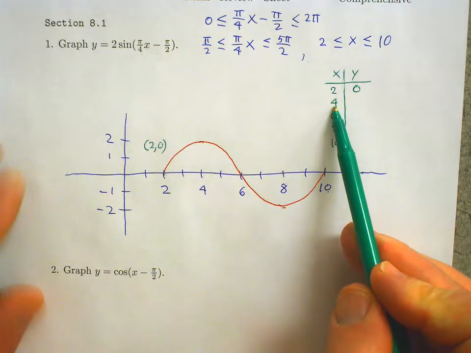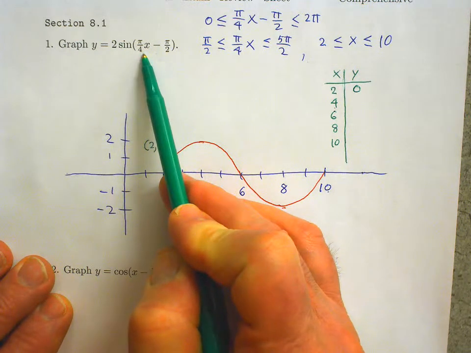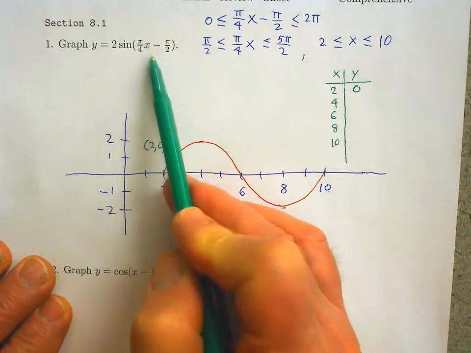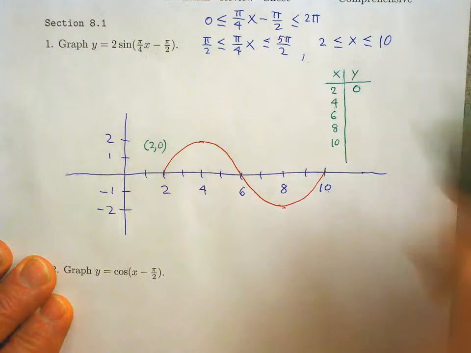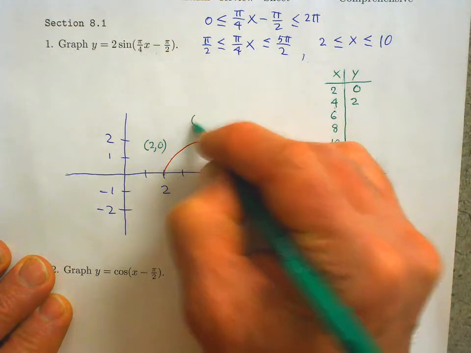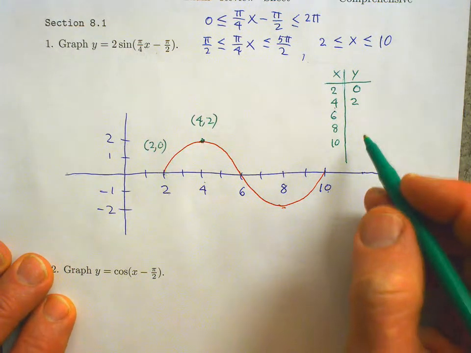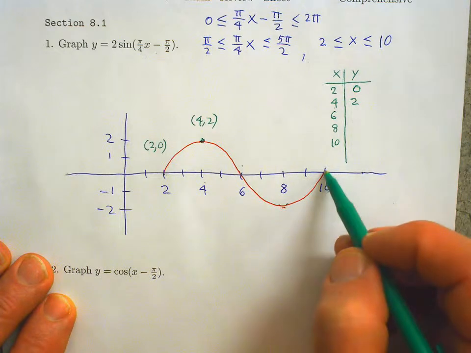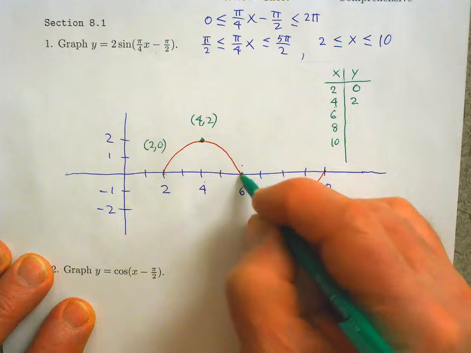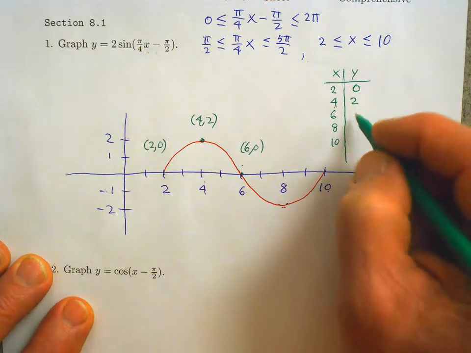When x is 4, pi over 4 times 4 is pi. Pi minus pi over 2 is pi over 2. Sine of pi over 2 is 1. 2 times 1 is 2. And so the ordered pair 4, 2 is on the graph. And you get the idea. I'll leave the rest of those for you to verify. But I'm quite certain that this will be 6, 0. Replace x with 6 and do the arithmetic.